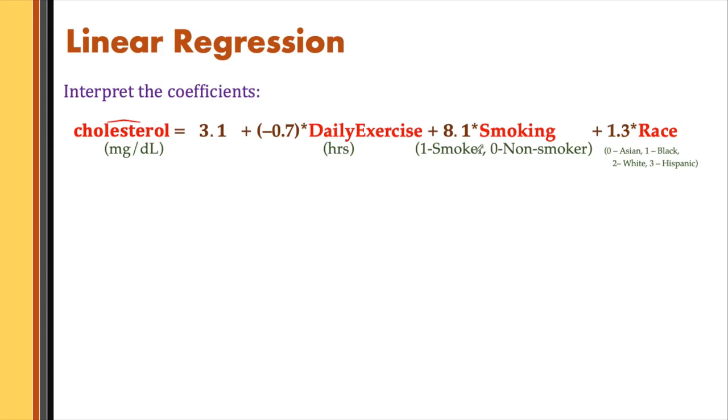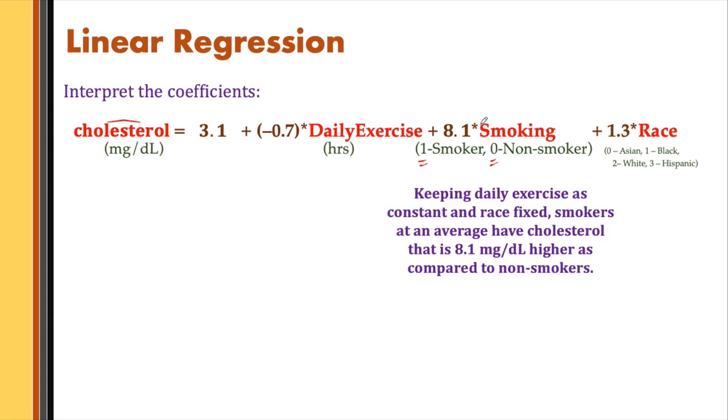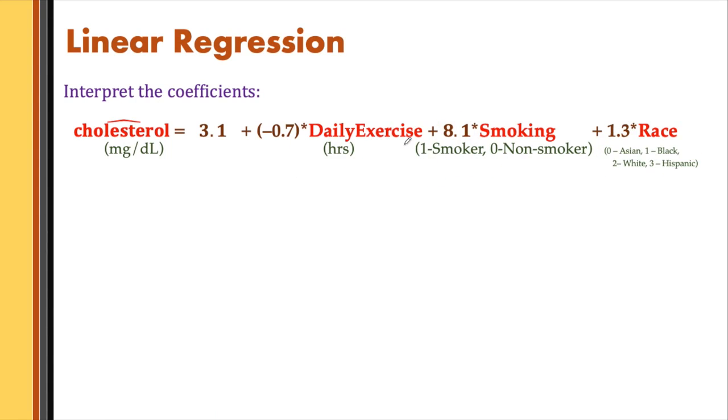How would you interpret smoking? 1 means it's a smoker, 0 means it's a non-smoker. Keeping daily exercise constant and race fixed, smokers on average have cholesterol level that is 8.1 milligrams per deciliter higher as compared to non-smokers. Now, how would you interpret race? As I've said a while ago, increasing this by 1 will change your dependent variable by this. So as it increases by 1, this one increases by 1.3.